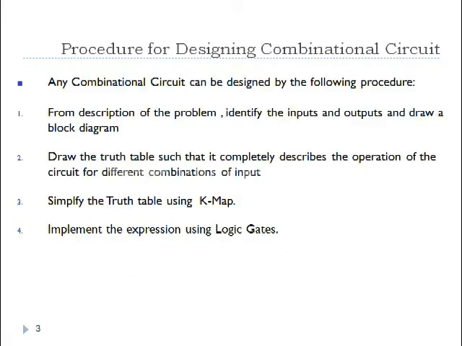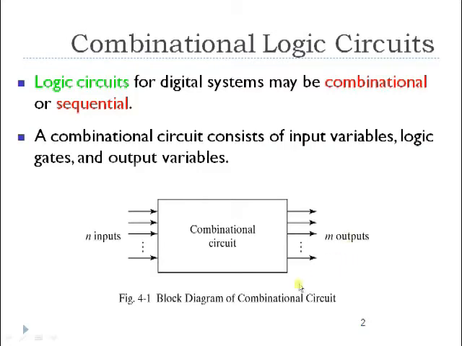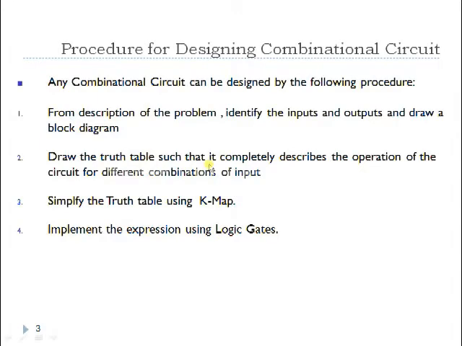Now let us see how to design a combinational circuit. In order to design a combinational circuit we have to follow these 4 steps. Now let us see what those are. From the description of the problem, identify the inputs and outputs and draw a block diagram. So from the given problem we have to identify the inputs as well as the outputs, and then we have to draw a simple block diagram just as I have shown in the previous case, where I have drawn a simple block diagram with the help of some inputs as well as some outputs. In the same way we have to identify the inputs and outputs, then we have to draw a block diagram. Now what is the second step?